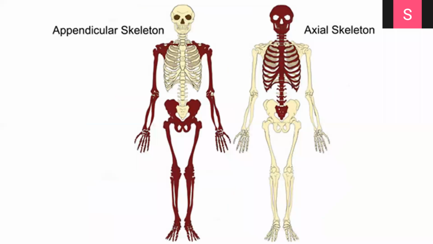The skeleton can be divided into two subgroups: the axial skeleton and the appendicular skeleton. The axial skeleton consists of the bones of the skull, cranium also we call it, vertebral column, ribs, and sternum, whereas the appendicular skeleton consists of the bones of the upper and lower limbs.